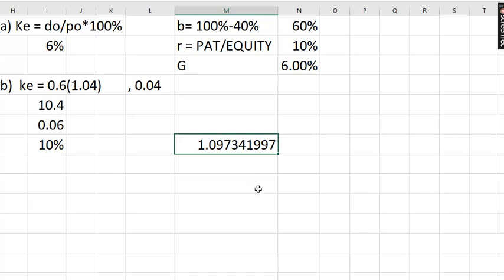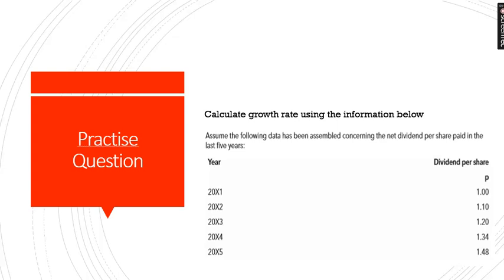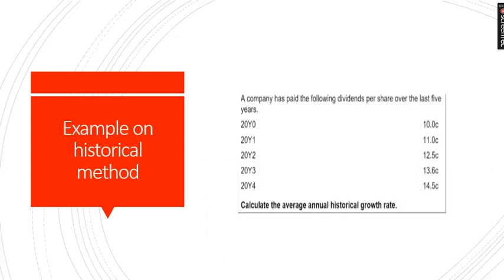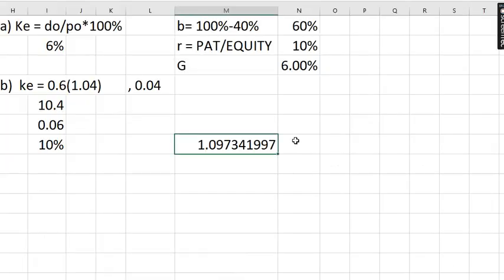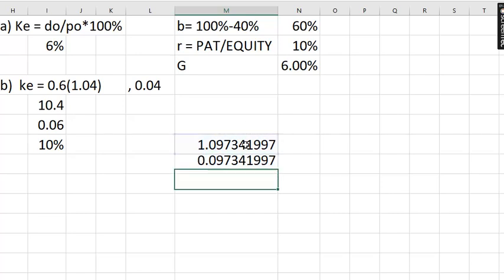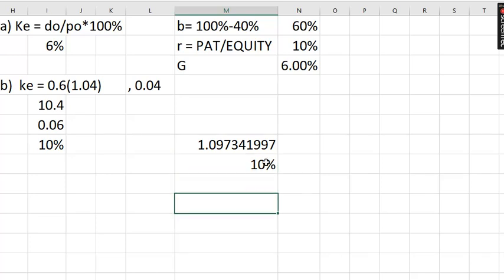Now, after you get that one, if you go back to the formula, the formula says minus 1. So, now I have to deduct the 1. So, here you write equals the answer that you have just arrived at, minus 1. So, you are getting this. Then you convert to percentage. So multiply by 100. We can just click on Excel and percentage. So the growth rate is 10% to the nearest.